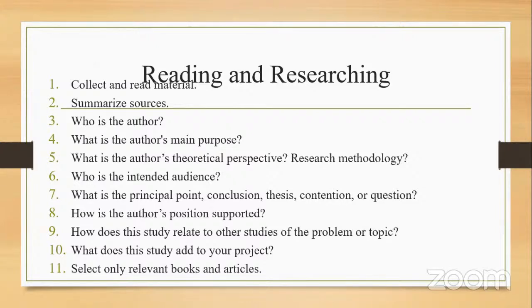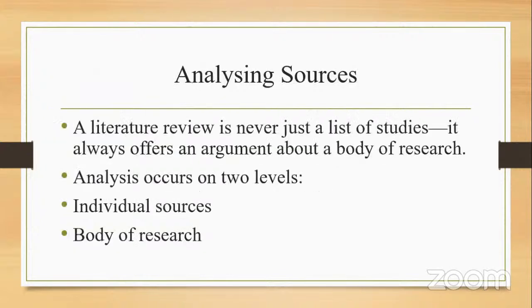What is the principal point, conclusion, thesis, contention, or question? Each and everything should be read very carefully. And what does this study add to your project? Select only relevant books and articles. And analyzing sources: literature reviews are never just a list of studies. A review always offers an argument about a body of research, because it is not like whatever has been said is then fixed. No, it is a kind of process. There is always a chance of an argument in the body of research. Analysis occurs on two levels, individual sources or the body of research. Individual sources means individual writers, they are focusing, and the body of research is fixed.